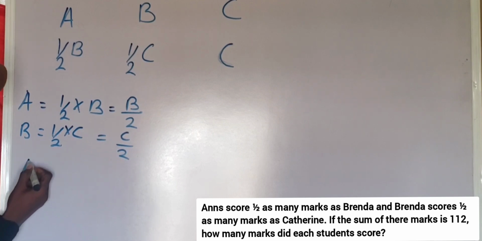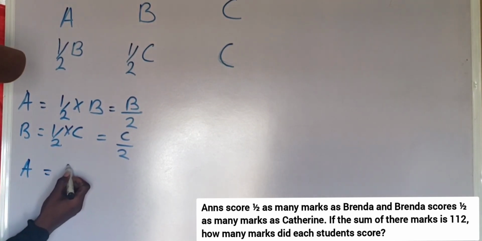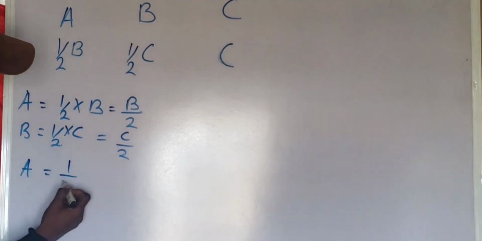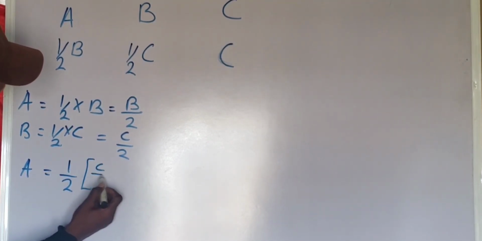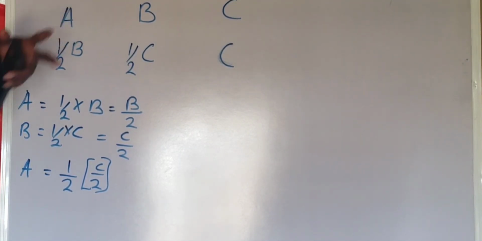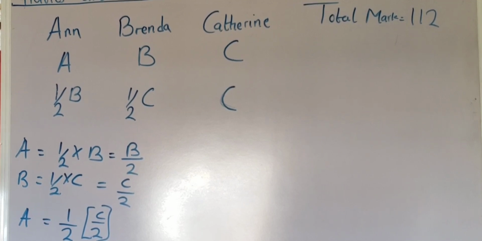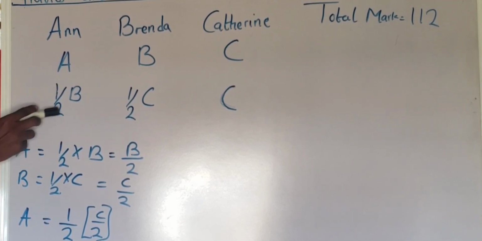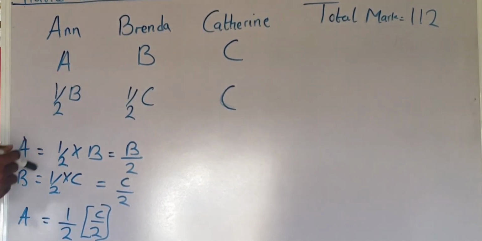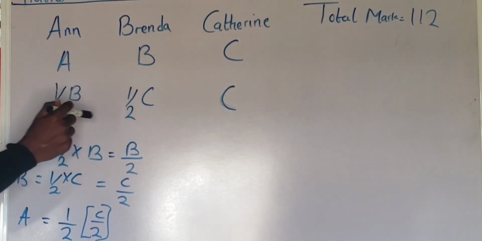C/2. I'm going to have Anne's mark equals 1/2 multiplied by C/2. Please understand what I'm doing. I want to express both Anne's mark and Brenda's mark in terms of Catherine's mark. From the question, Anne's mark is half of Brenda's mark. That is 1/2 of B equals Anne's mark. And Brenda's mark is half of what? Half of Catherine's mark.